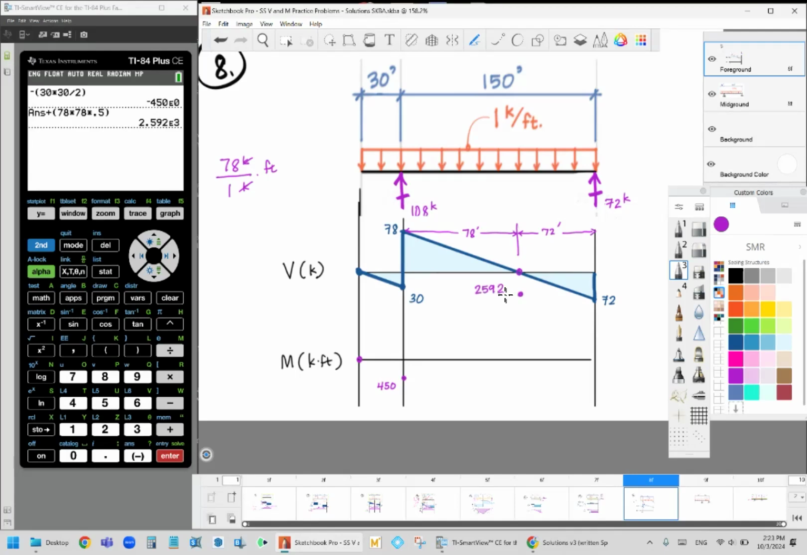2592 kips times feet. All right. Next, we reduce. So put a minus sign, open parentheses, and the area of this triangle is 72 times 72 divided by 2. 72 times 72 divided by 2 equals... And we're back to 0.